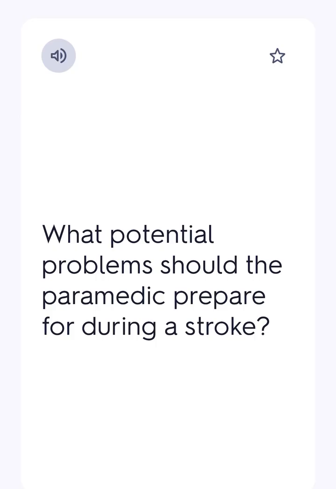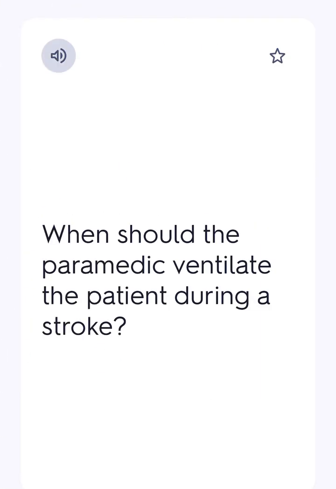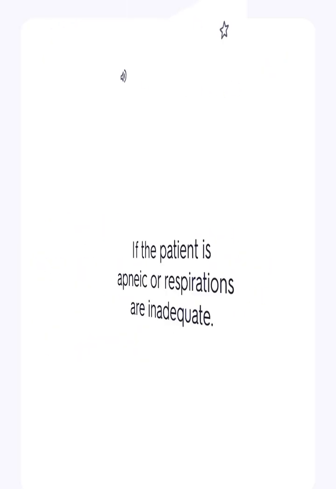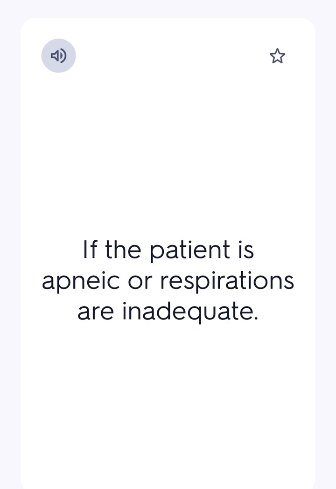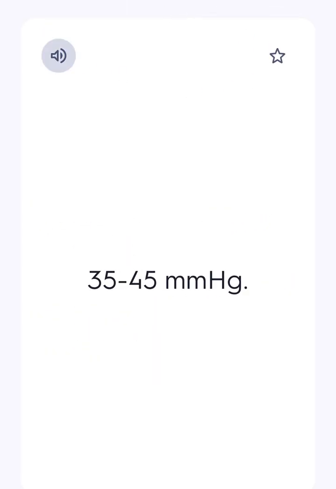What potential problems should the paramedic prepare for during a stroke? Possible airway obstruction, decreasing level of consciousness, seizures, agitation, confusion, or combativeness. When should the paramedic ventilate the patient during a stroke? If the patient is apneic or respirations are inadequate. What ATCO2 values should the paramedic attempt to maintain during ventilation? 35 to 45 mmHg.